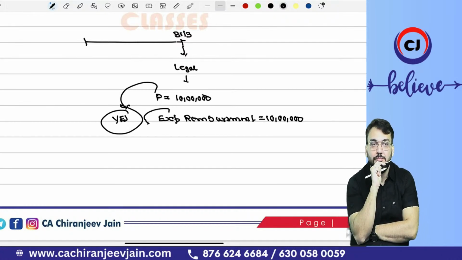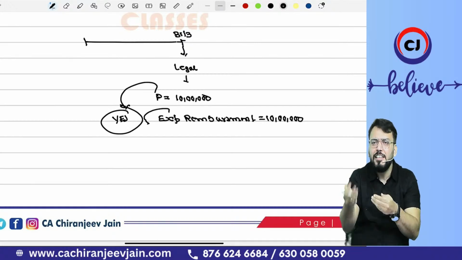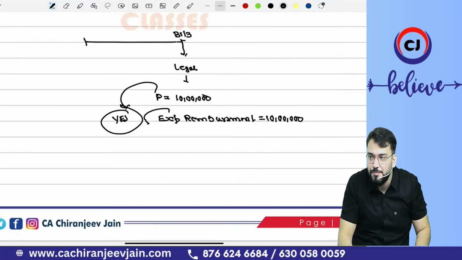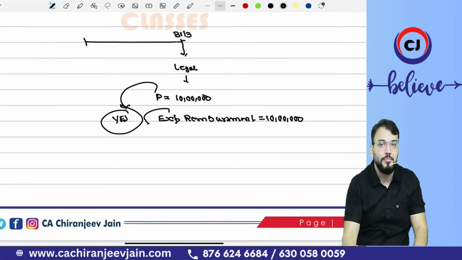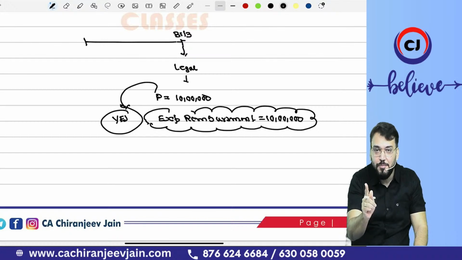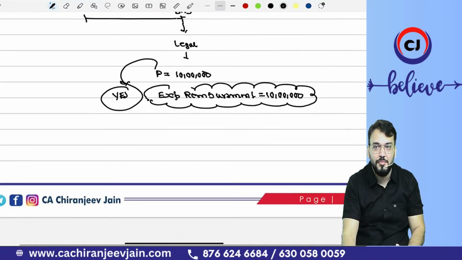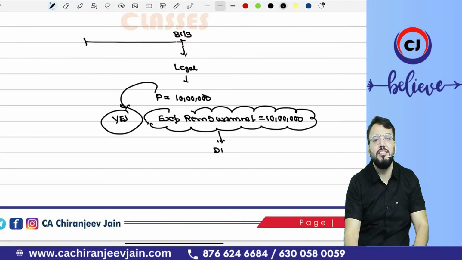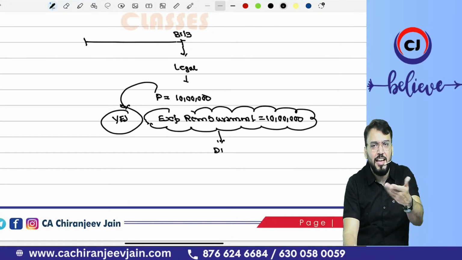Now coming to expected reimbursement, my question to you all: for expected reimbursement, what will you do? Raise your hand. Expected reimbursement means expected inflow. Expected reimbursement means expected inflow. So what will you do? Raise your hand. I will ask the person who is raising a hand. One answer I got: disclosure as contingent asset. Any other answer?